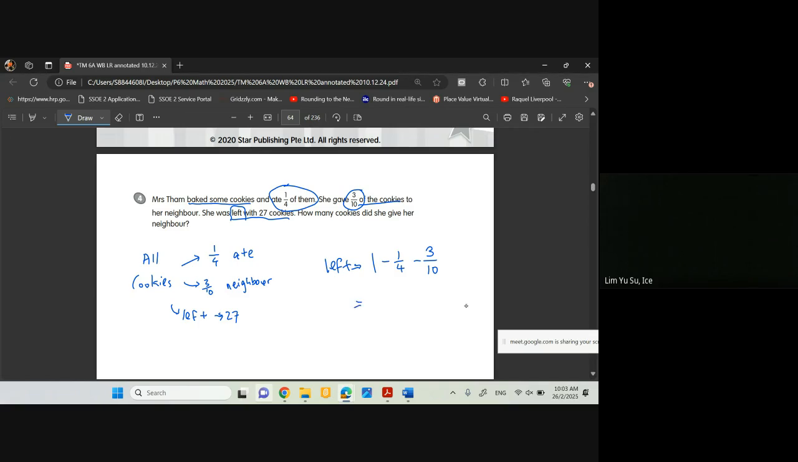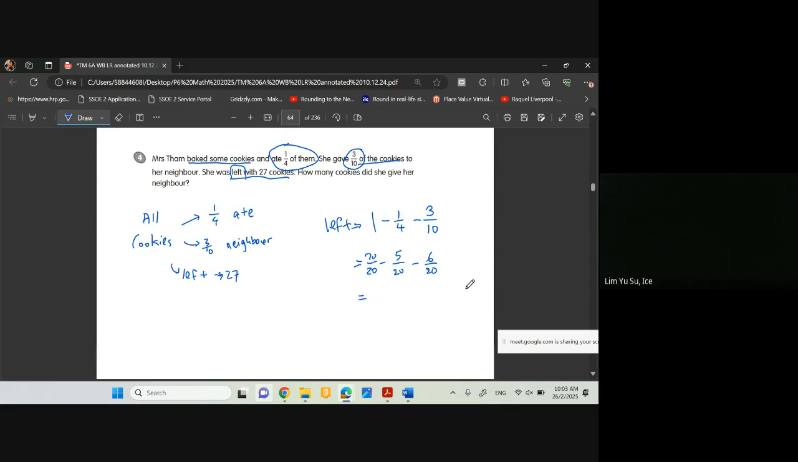So in this case, you have 4 and 10, so the nearest common denominator will be 20, that's right. So 1/4 becomes 5 out of 20, and then 3 out of 10 becomes 6 out of 20. So instead of writing 1 whole, I can already write 20 out of 20, which gives me at the end 9 out of 20.